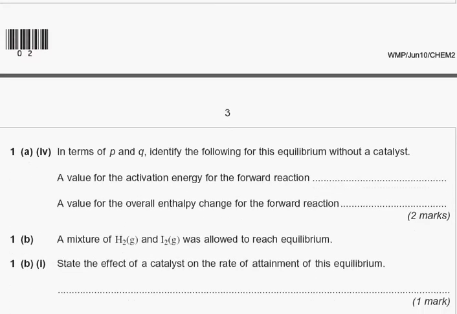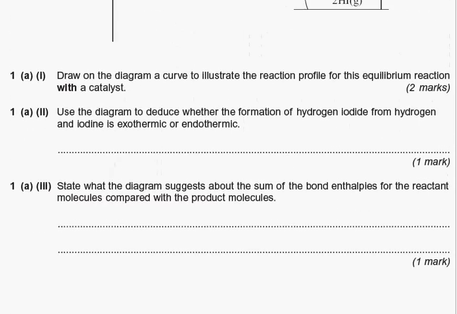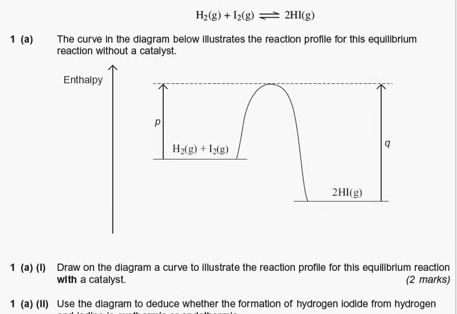In terms of P and Q, identify the following for this equilibrium without a catalyst. The value for the activation energy for the forward reaction. Well, it is equilibrium, so we're looking for the forward reaction in terms of P and Q. I'm going back to the diagram. Back to red, why not? In terms of the diagram here, P and Q are there, and it wants to know the activation energy in terms of P and Q. Well, right at the top is the activation energy, and this is where we're starting, at our reactant. So P is the actual activation energy.